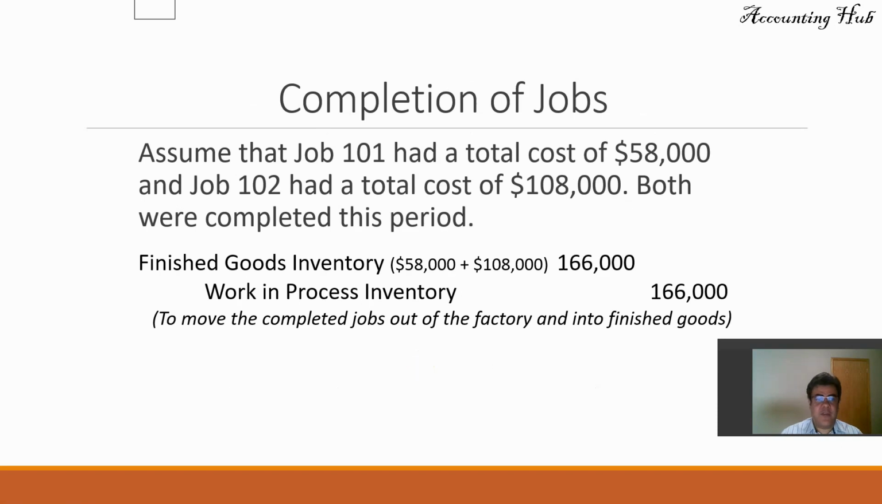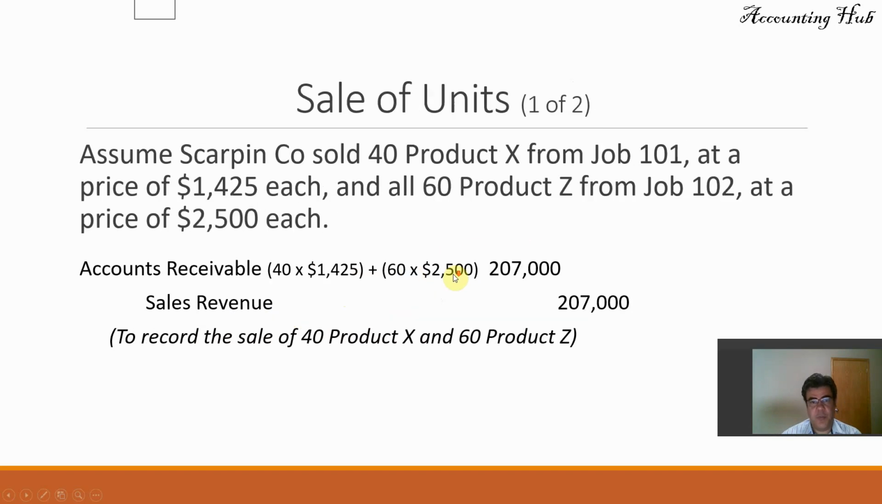And we complete it. Assume that job 101 has a total cost of 58 and job 102 had a total cost of 108. Both were completed, so we have no work in process inventory. So, okay, we finished it. So we are moving from work in process inventory to finished goods inventory 166. That is the combination of both.